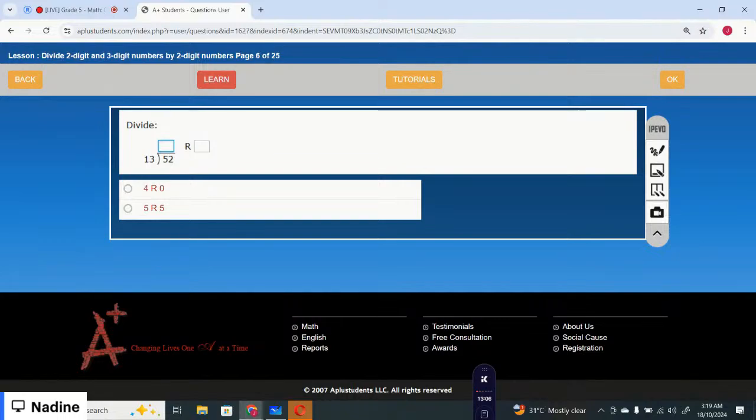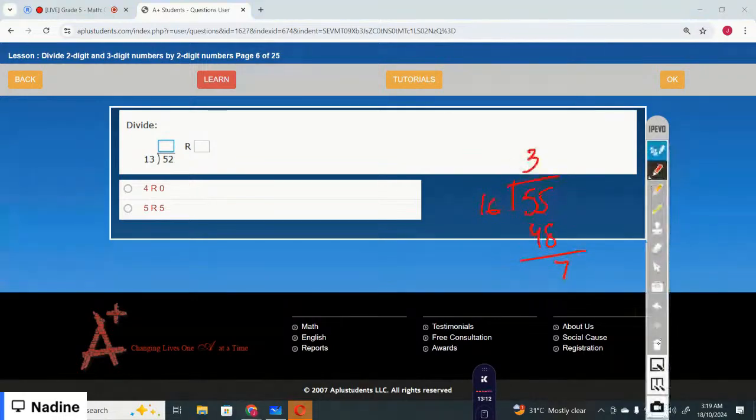52 divided by 13, which is the correct option? 13 times 4 is 52, right? So you have the remainder 0. The correct option is option number 1, that is 4R0. Option number 1 is the correct option.